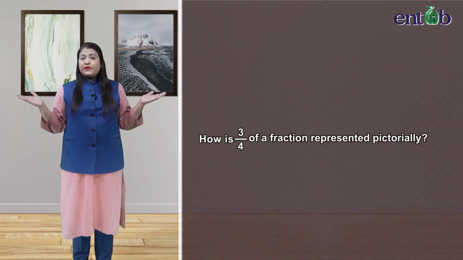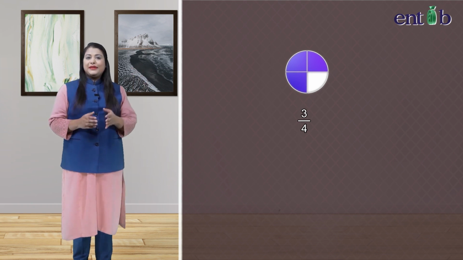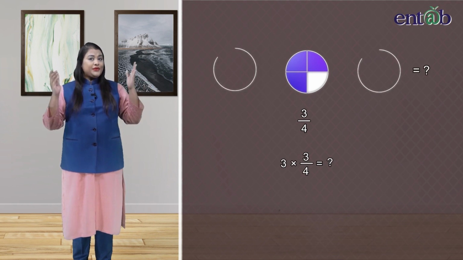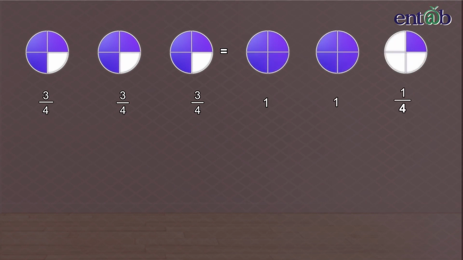Say, for instance, how is 3/4 of a fraction represented pictorially? Well, 3/4 of a fraction is represented as shown here. Let's say I want to multiply 3 and 3/4 using pictorial models. It looks something like this.